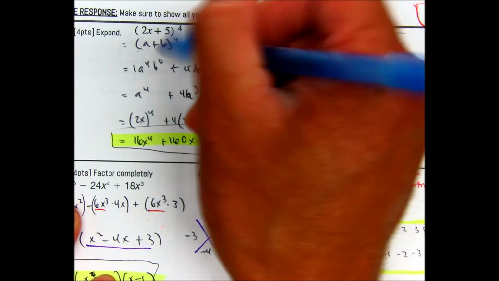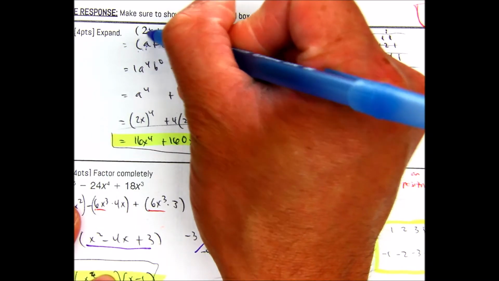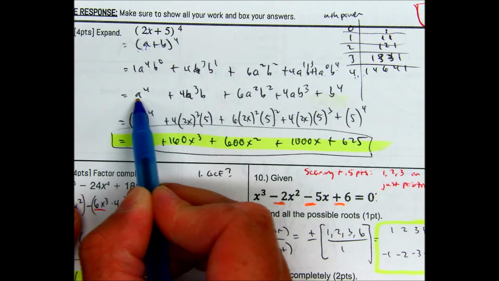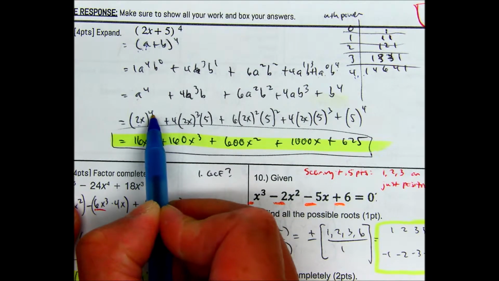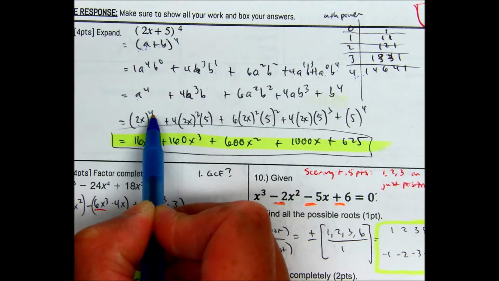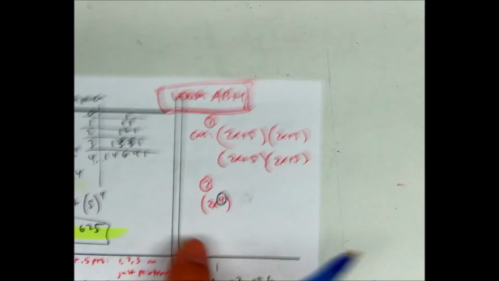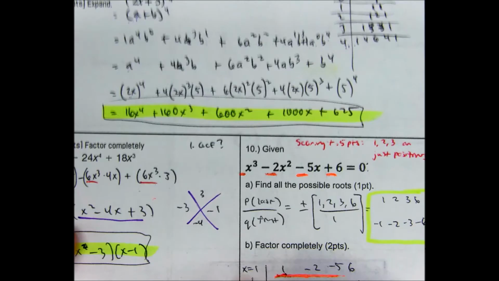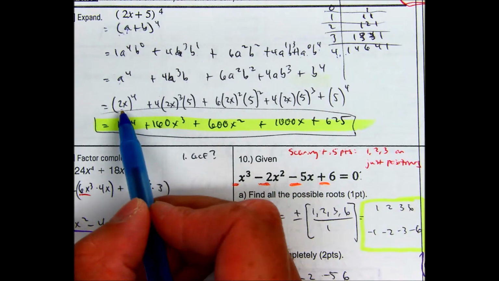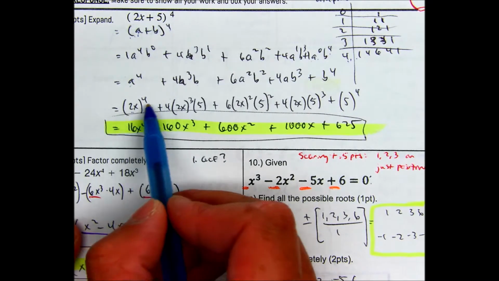So your a value is 2x, but pay attention. When you substitute, your a value is 2x. The 4 is on the outside of the parentheses. That was a common mistake. See? Common mistakes. A lot of students wrote the 4 on the inside. Bad. So when you expand this, it's 2x times 2x times 2x times 2x, which gives you 16x to the 4th.